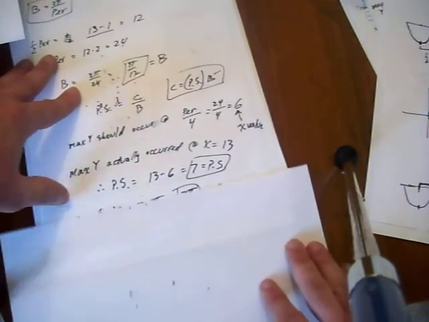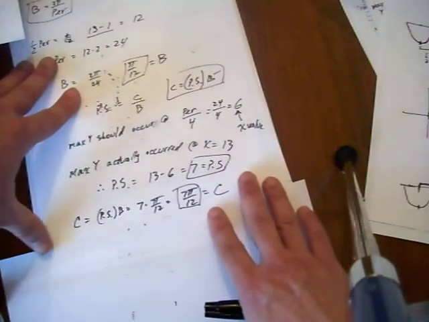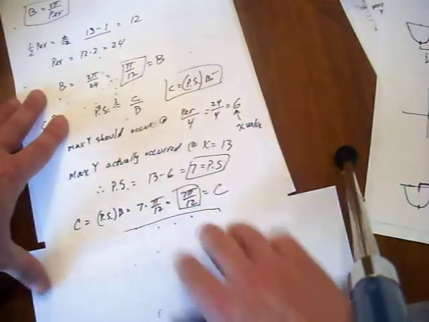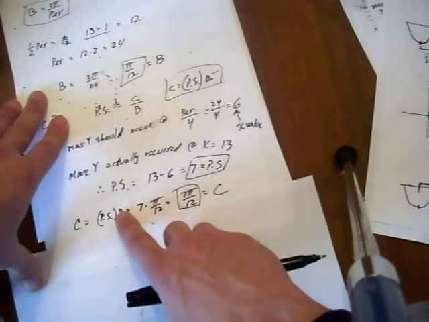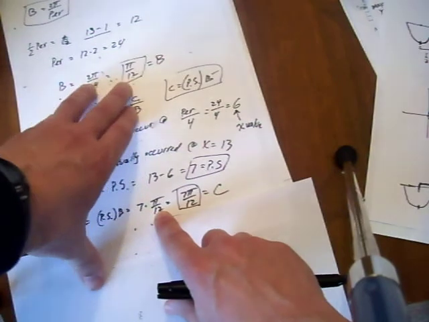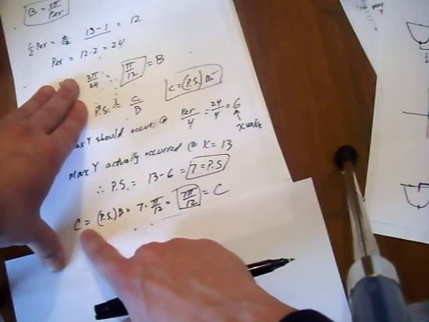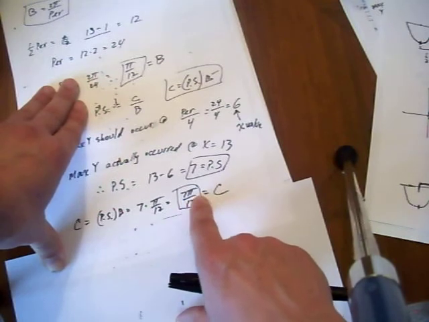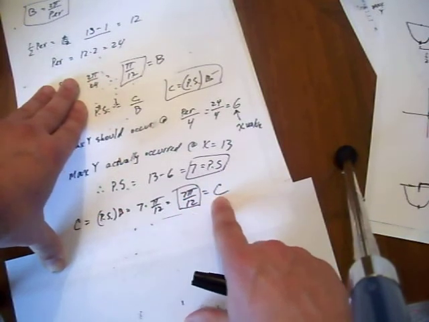Once we have the phase shift, from there we can get the C value, because C is defined to be, from before, phase shift times B. B we already know. That is pi over 12. So C will equal 7 times pi over 12. Well, 7 pi over 12 is my C value.